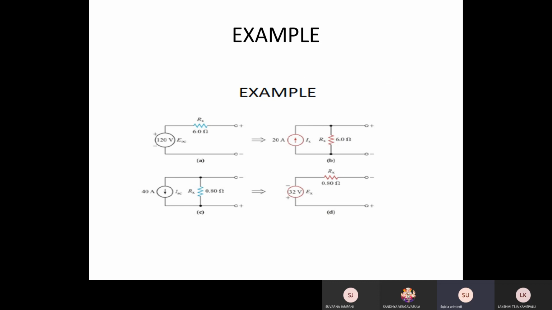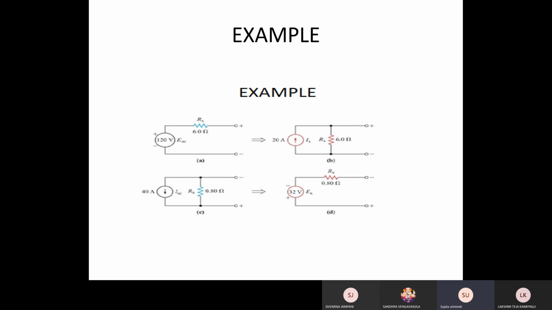If there is a voltage source, as I already said, the resistance will be in series, but for a current source, the resistance will be in parallel. When you have to convert the voltage source into a current source, we know the V value and the resistance value. How do you find the current value? I is equal to V by R. So with V equal to 120 and R equal to 60, 120 by 60 is 2.